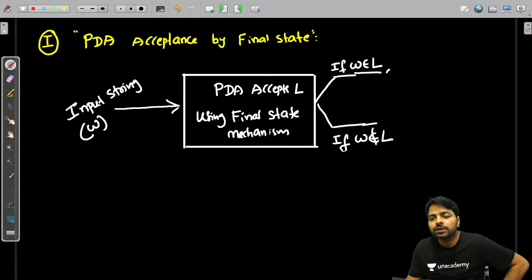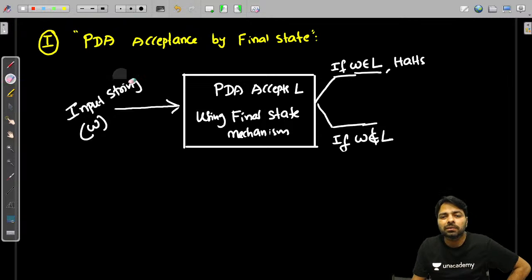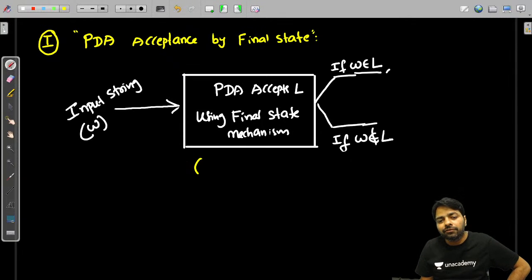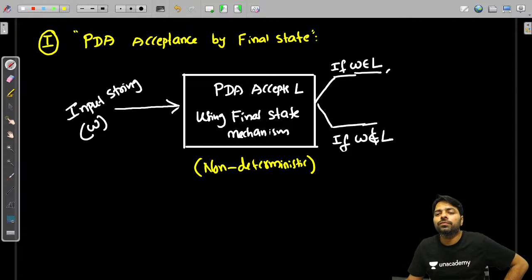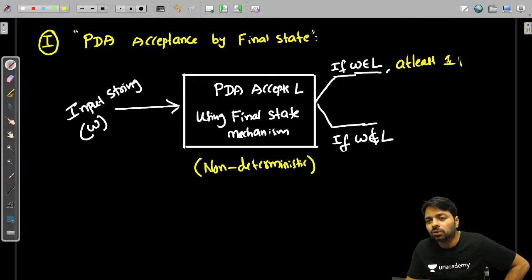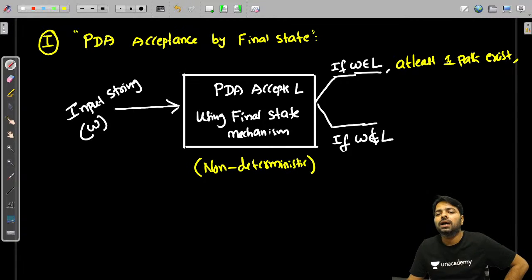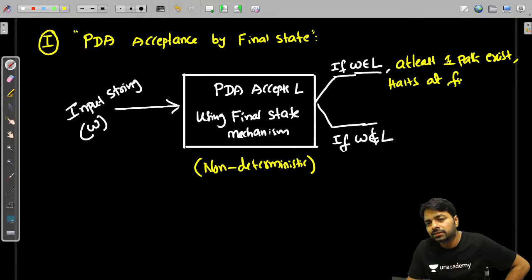And if W belongs to L, the machine should halt at a final state. First, a PDA is by default a non-deterministic machine. Remember that point too. I can't say there is exactly one path. So we have at least one path existing in the machine, no doubt, because it is a valid string. I must have at least one path, and among them that one path should halt at a final state. This is how we design.